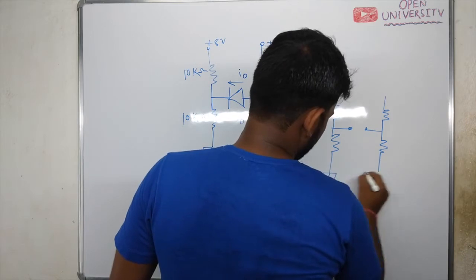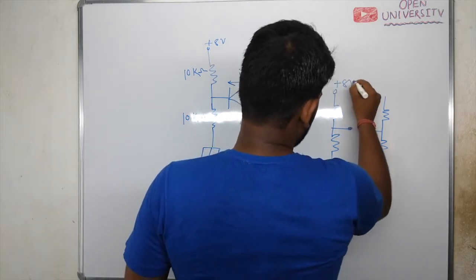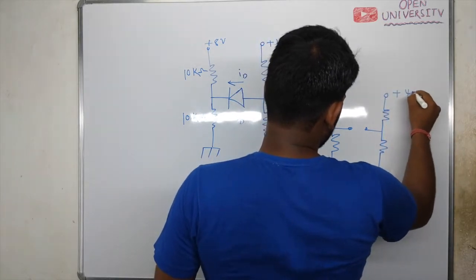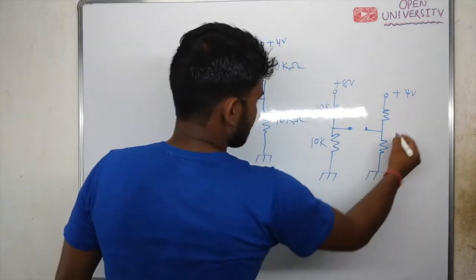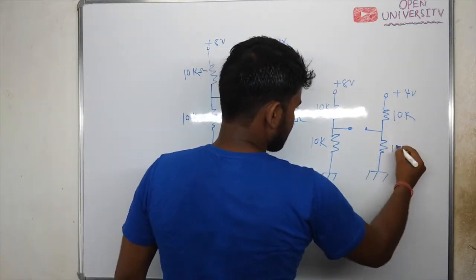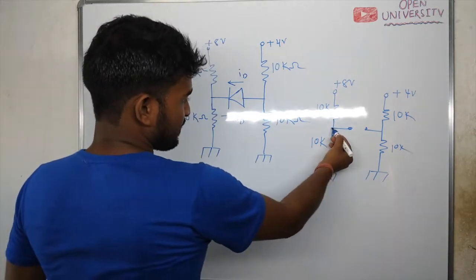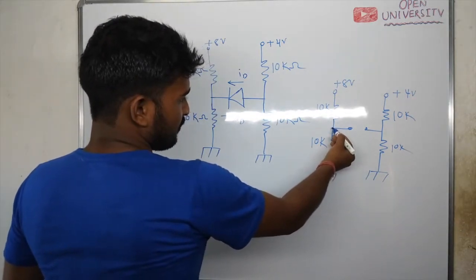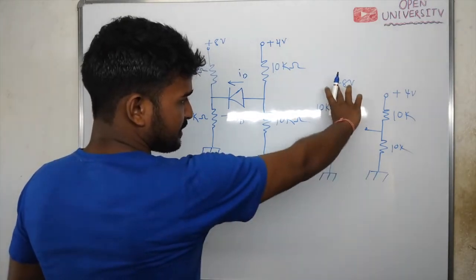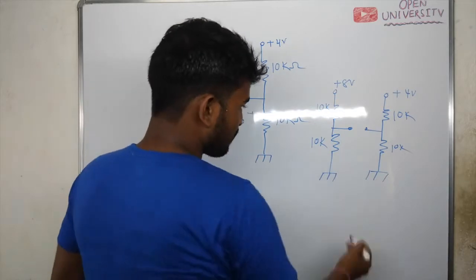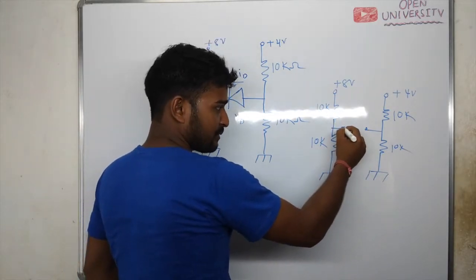To know the condition of the diode, whether it is in forward biased or reverse biased, do first open circuit test. So this is 10K, this is also 10K, this is also 10K, and this is also 10K. So tell me, what is the voltage available at this node? Since they are connected in series, what is the voltage across each resistance? 4 volt. So the voltage across this resistance is also 4 volt. So what is the voltage available at this node?